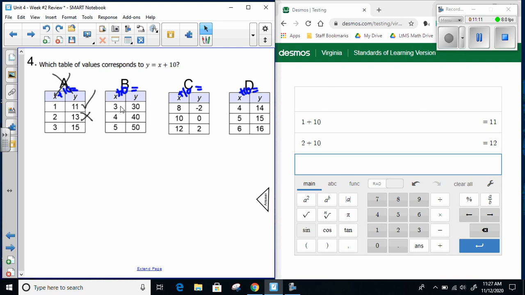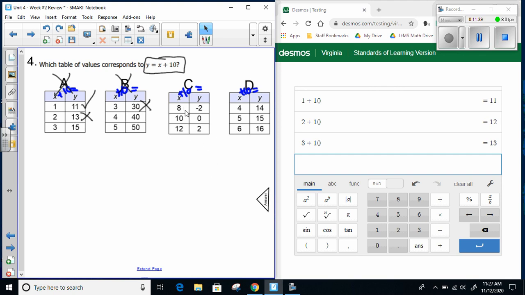Let's look at choice B. My first x value is 3. If I do 3 plus 10, is that going to give me 30? No, 3 plus 10 is 13. So because this first row does not work, B is a bad choice. It actually looks like the rule here is times 10. So just be careful. We're looking for y equals x plus 10.